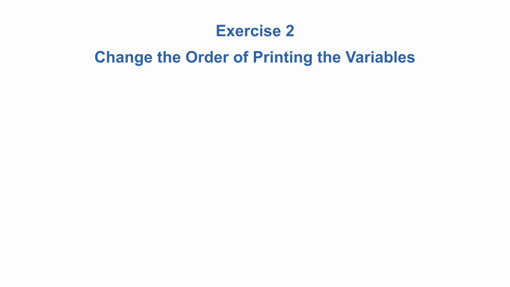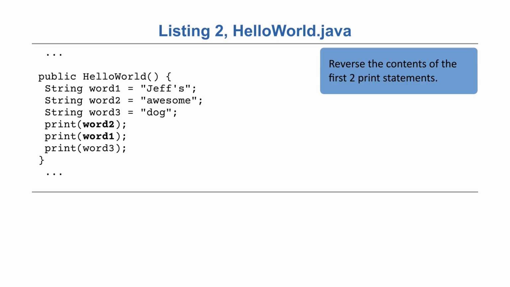Exercise 2. Change the order of printing the variables. Reverse the contents of the first 2 print statements. Run it. It should have printed awesome Jeff's dog. Notice that the words are printed in the order of the print statements.